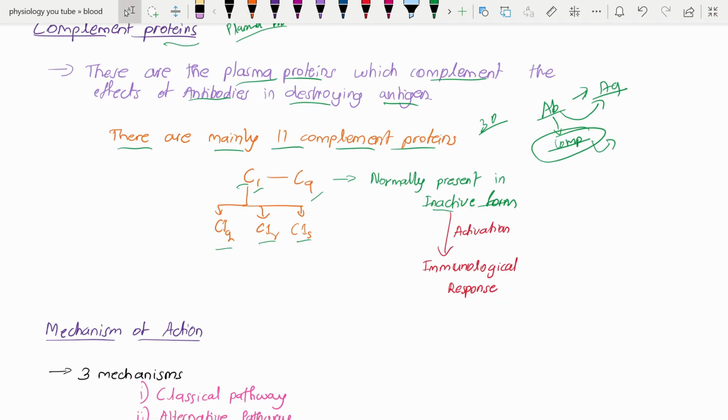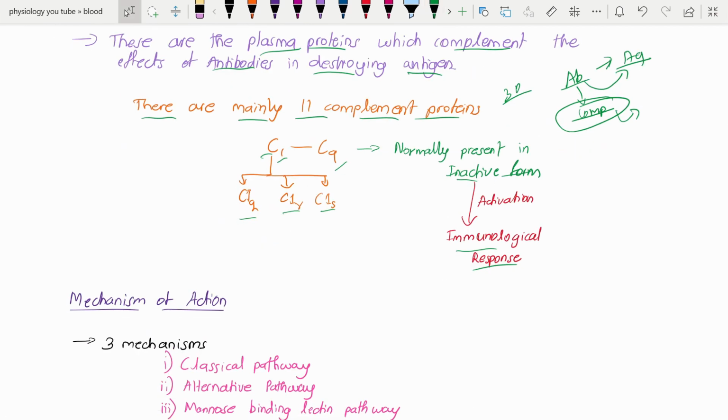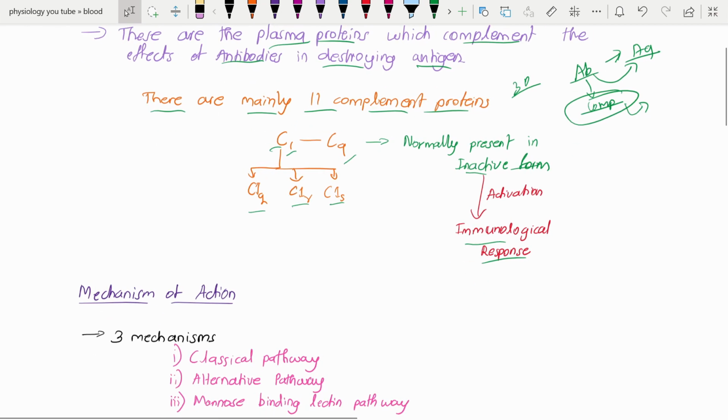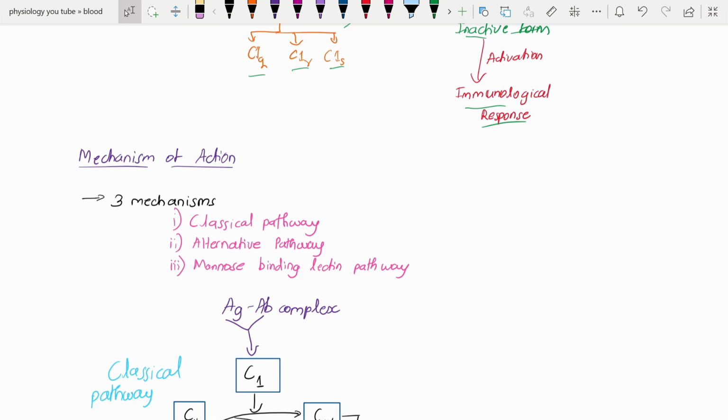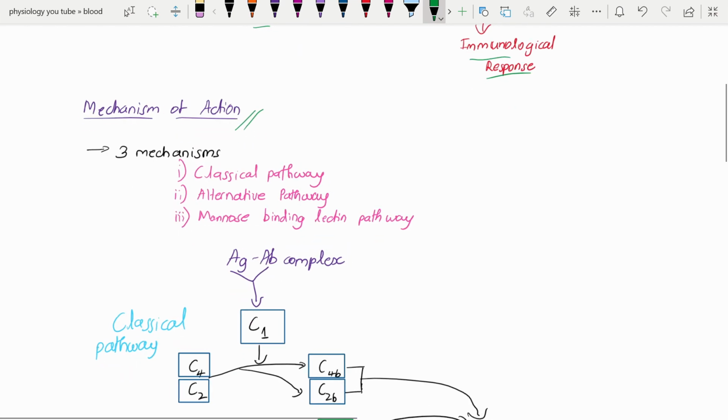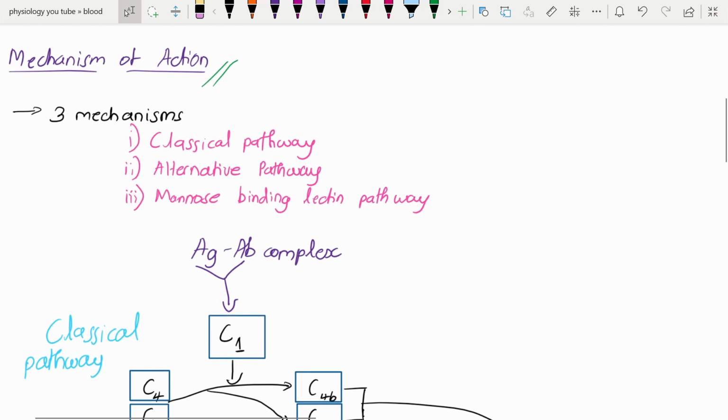When there is an invasion of foreign bodies or antigens, there occurs activation of the complement proteins, and then there will be an immunological response. To activate these complement proteins, we have three main pathways. These are what are called the mechanism of action of the complement system. The first one is the classical pathway, the second one is the alternate pathway, and the third one is the mannose binding lectin pathway.